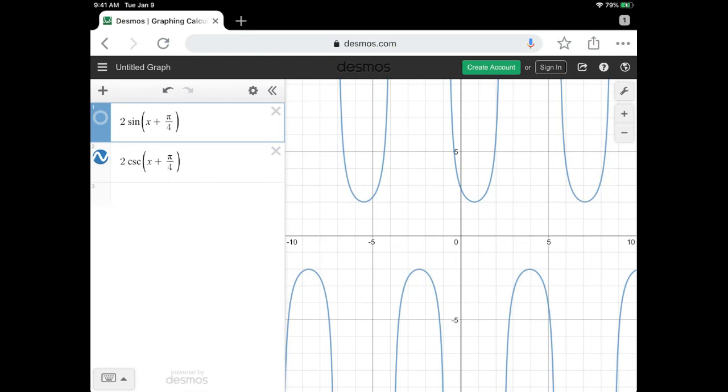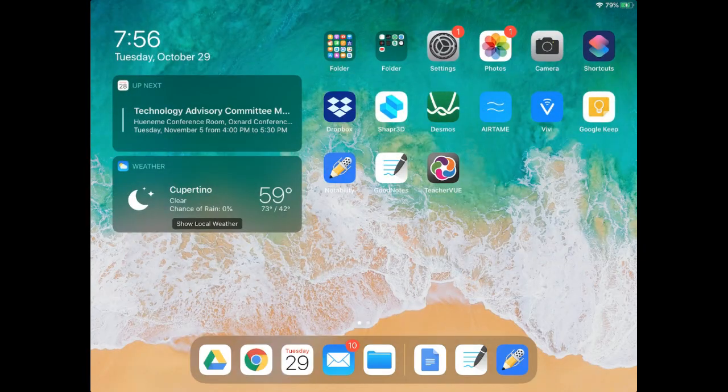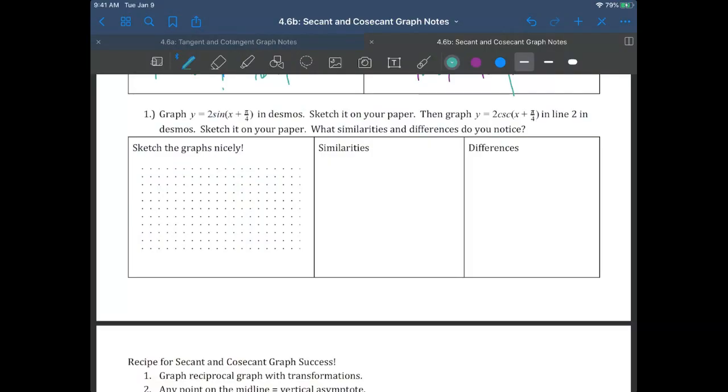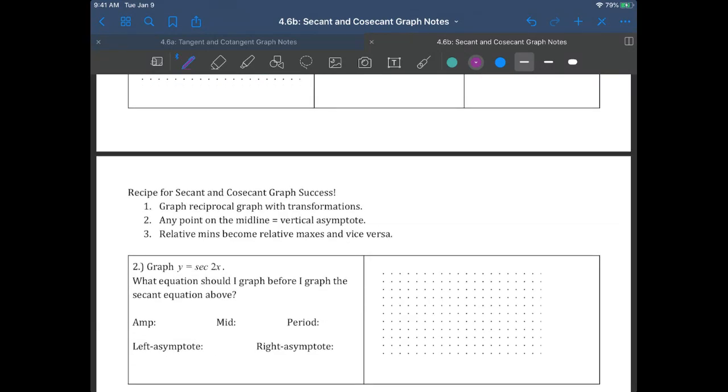Okay, but when I see you graph it, I want to see those asymptotes. I want to see the sine graph so that I can see how you got your graph. Okay, so what we see is that the midline, any point on the midline becomes an asymptote, and any relative min becomes a relative max, and any relative max becomes the relative min of the teeth.